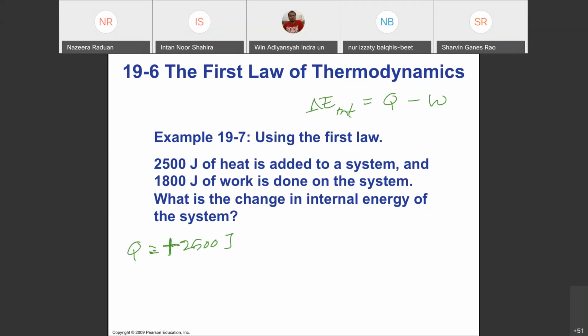And 1800 of work, W, 1800 joule, done on the system. Done on the system means minus, right? Plus is work done by the system, by the engine. But in this question, work is done on the system, or on the engine. So it's minus then.